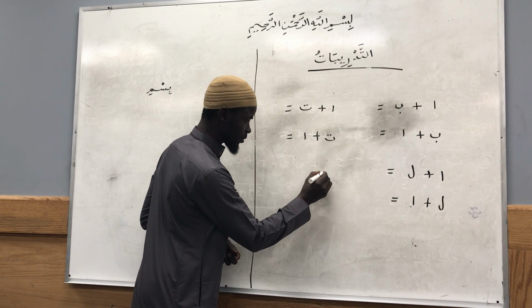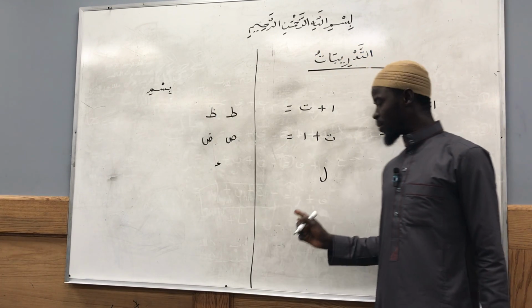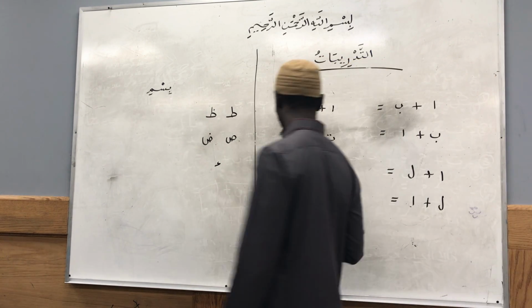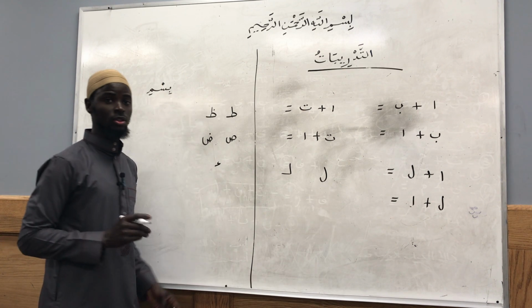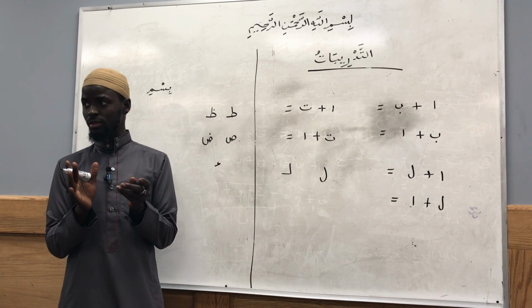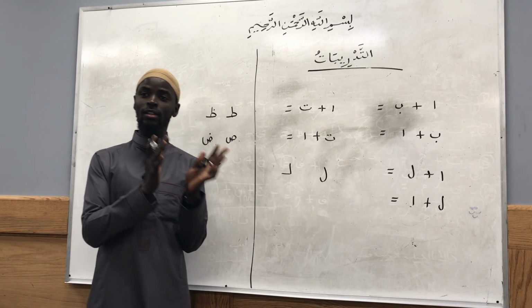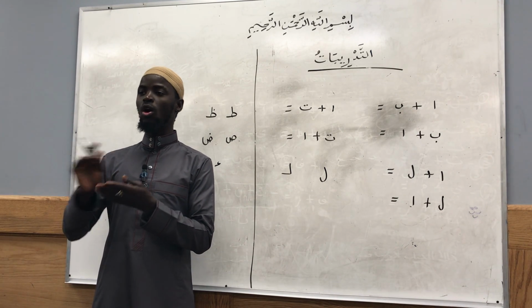You don't close it like this. This is not lam at the beginning. All right? This is lam at the beginning. You don't close it. You open it, because all the alphabet, when they are at the beginning, you don't close it. All the alphabet.